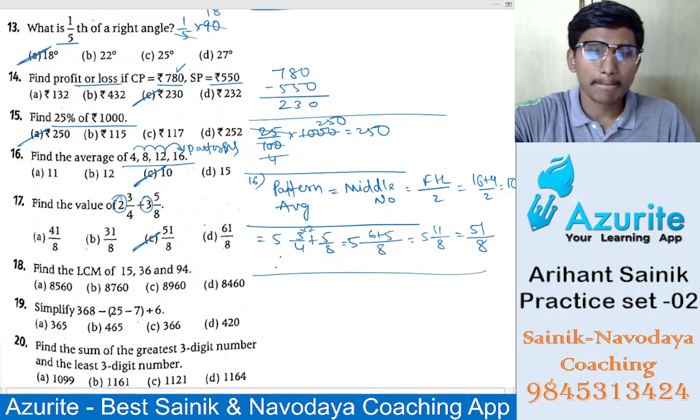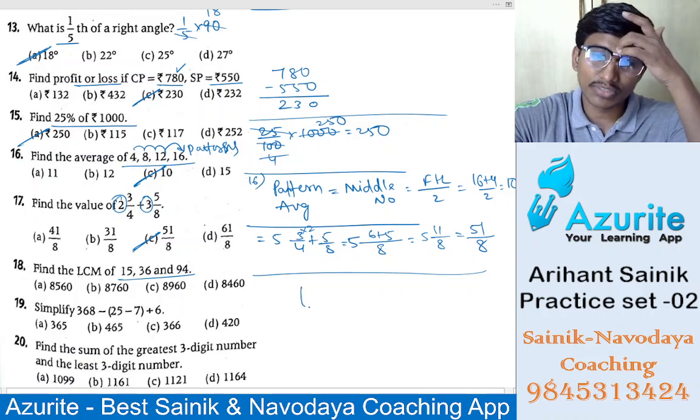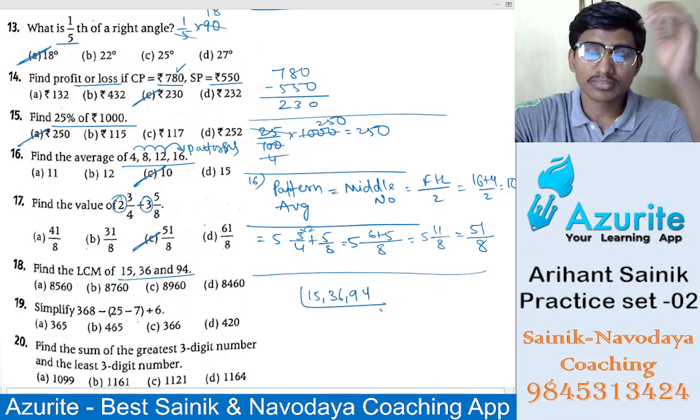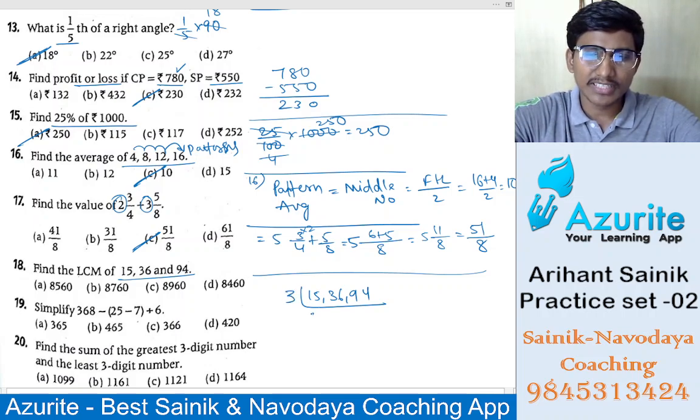Yes. Next, 18th one. What is the LCM of these three numbers? LCM means what we have to do? Yes, we have to divide. Which number will divide? 3. 3 5s are 15. 3 12s are 36. Can you divide this by 3? We cannot divide. Right? 94 as it is.